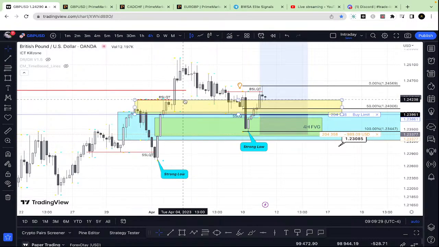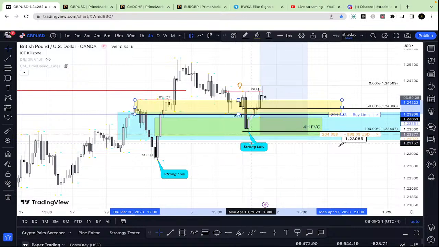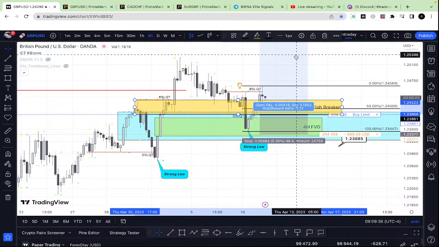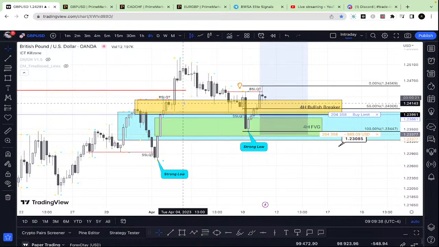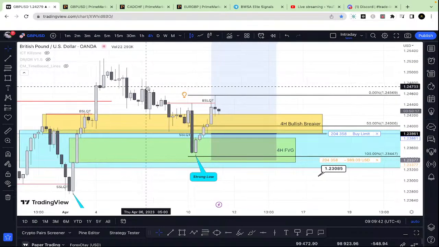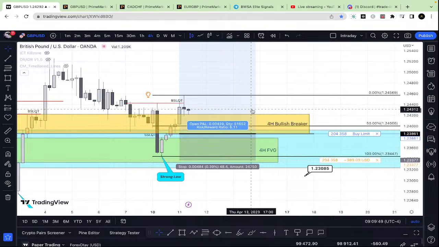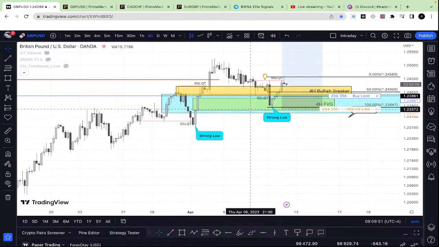Right here. So we are going to go 4H bullish breaker. And I would keep that the color it is. No, actually, we're going to turn that blue. Now we're going to keep that color it is. So yeah, bullish breaker right there. And we have the context now for our bullish breaker, because bullish breakers tend to be respected, especially when it comes to swing trading.